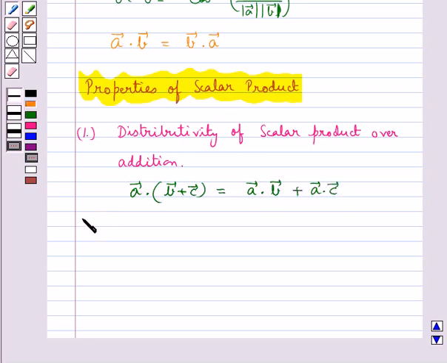And now the next property is, if A and B are any two vectors and lambda is any scalar, then we have lambda into vector A dot vector B is equal to lambda into (vector A dot vector B) equal to vector A dot lambda into vector B.